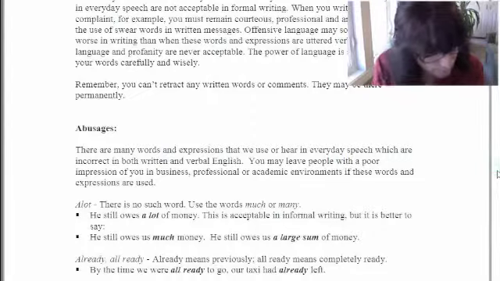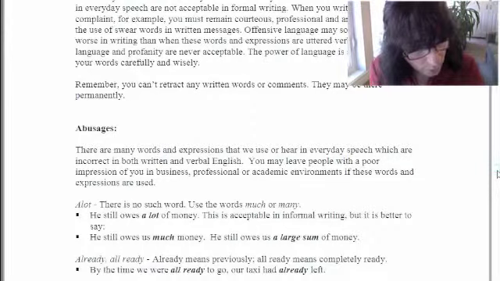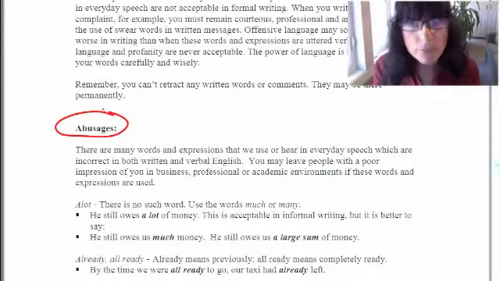Hello, welcome back to part 2 of the use of language in both formal and informal writing. We're going to continue now with something called the use of abusages in your writing.